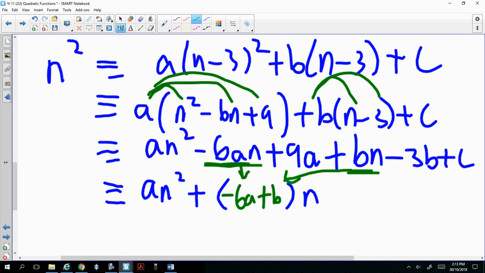Always put a plus in front of bracket because otherwise it will give you a wrong result. And finally, we got all the constant terms at the end. So we got the 9a, got the minus 3b plus c.